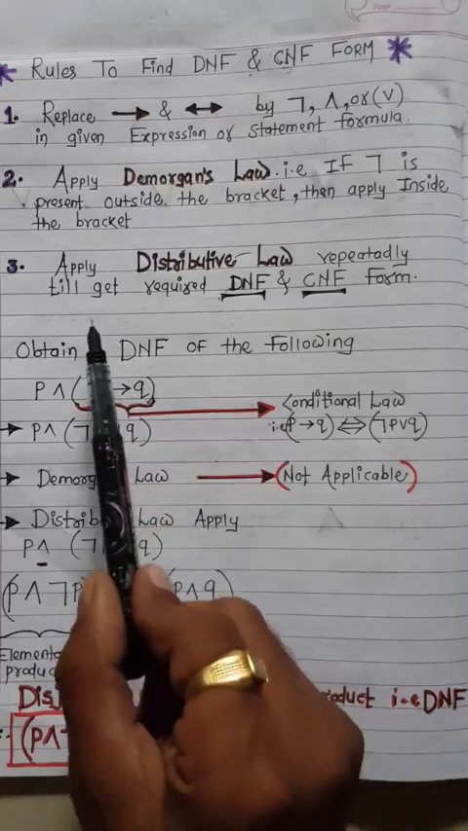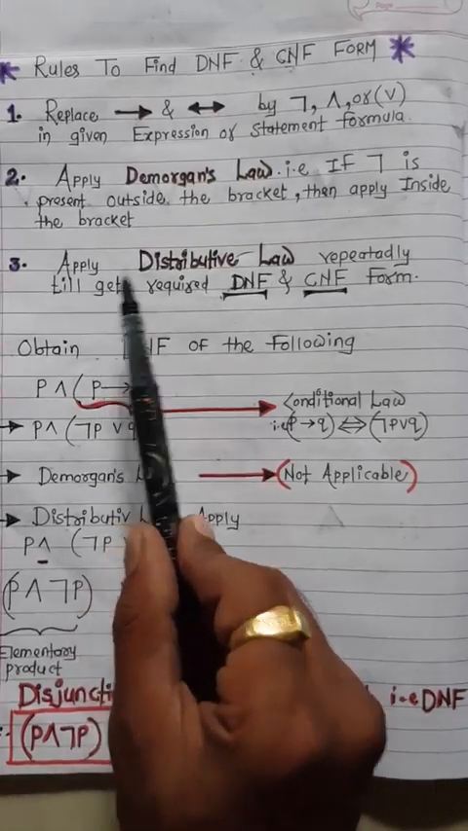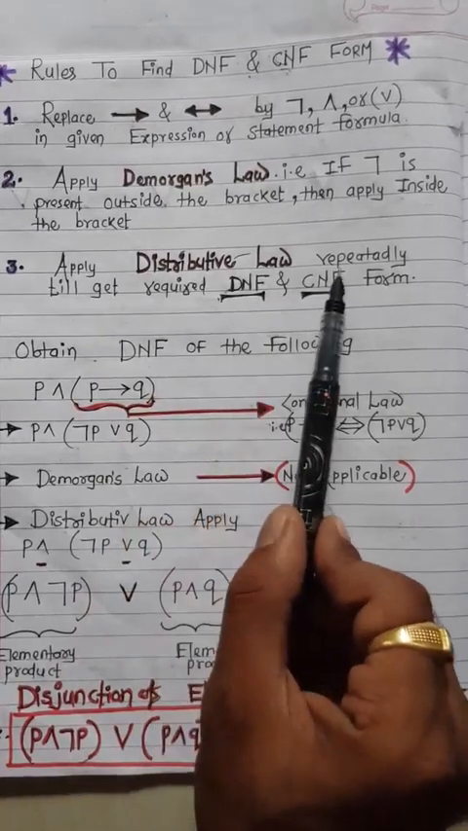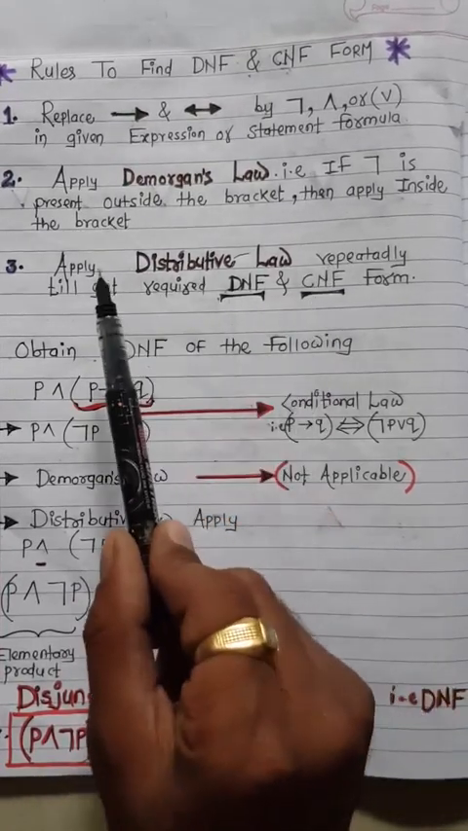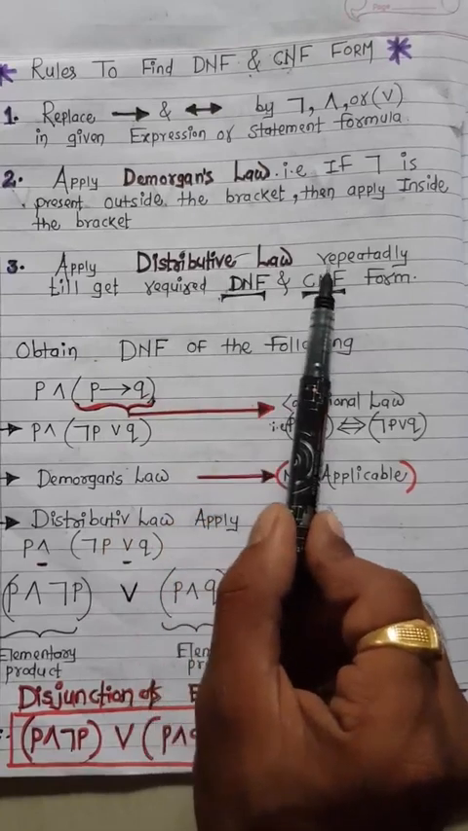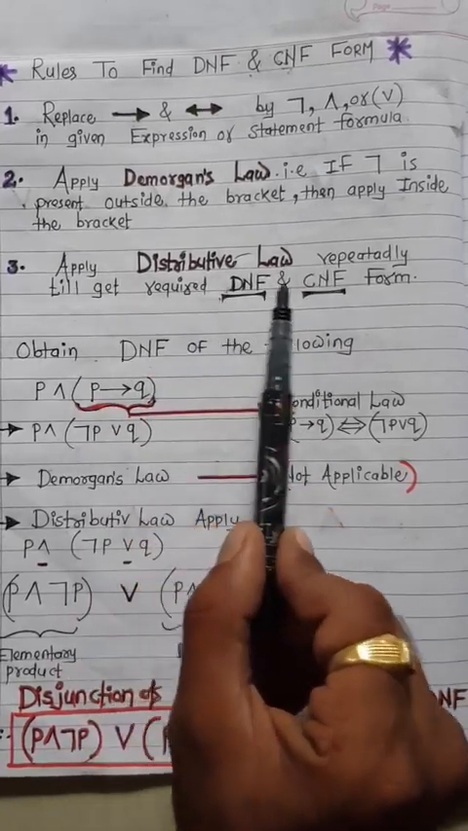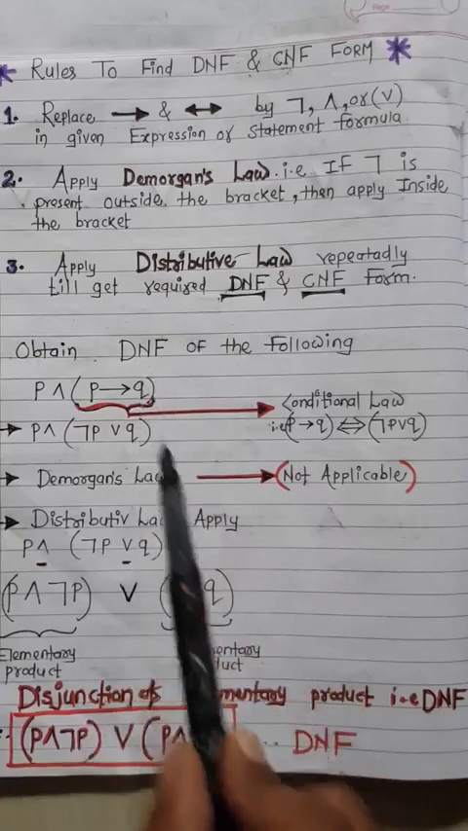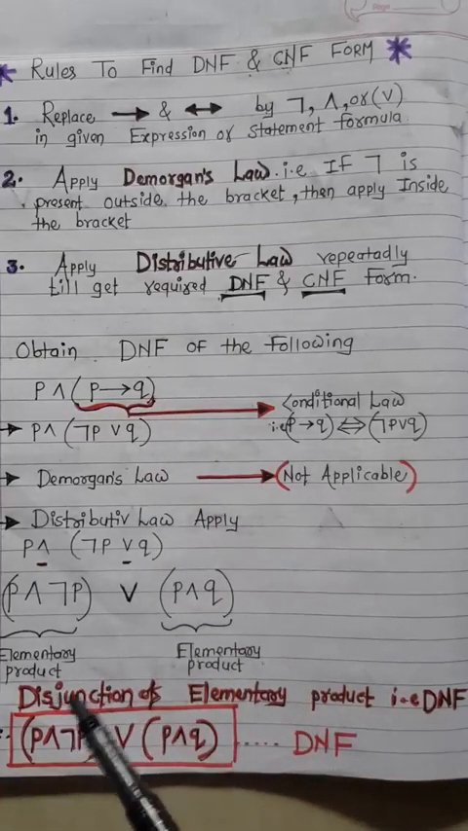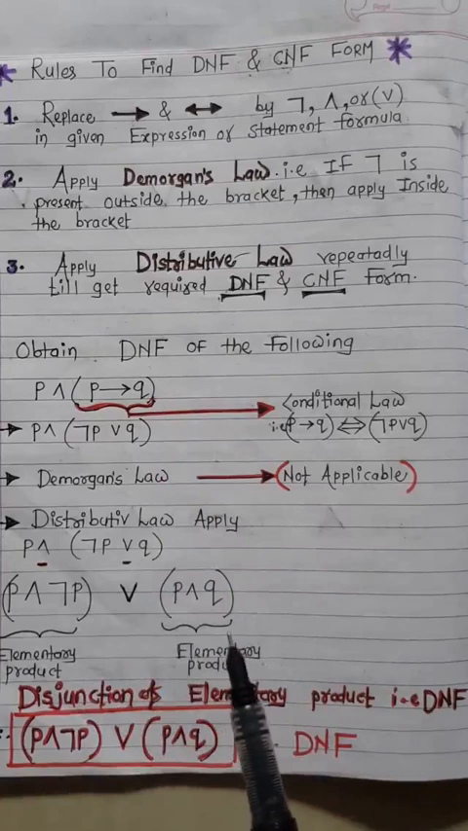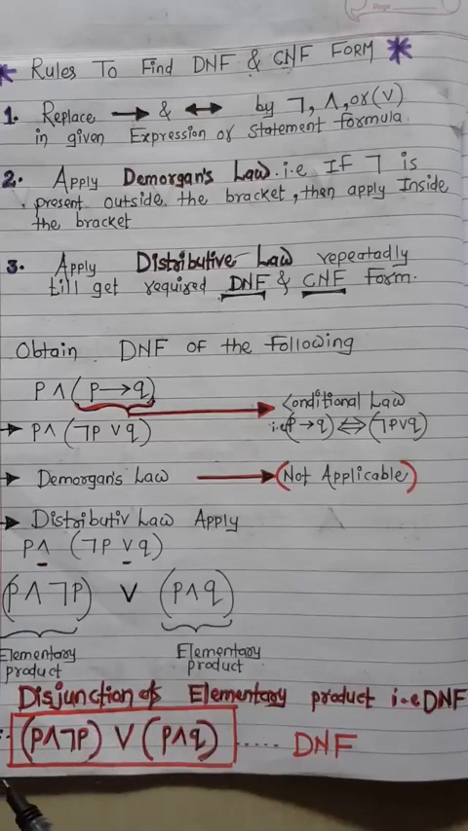Now, what is your third step? At last, apply the distributive law repeatedly. This word is very important. Apply only the distributive law repeatedly till we get the required DNF or CNF form. For any expression we are going to follow these three steps only, and after applying them systematically, we'll get the required DNF and CNF form. After finding DNF and CNF, we'll see how from DNF and CNF we can judge whether our formula is a tautology or contradiction. Getting it clearly?